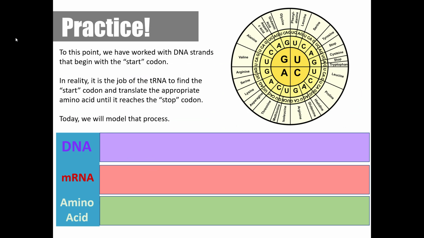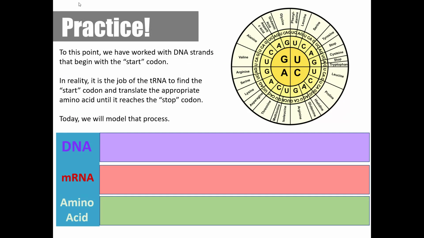All right, so to this point, we have worked with DNA strands that have begun with a start codon. And so in our protein synthesis lesson and in the practice that we did after that lesson, all of our transcription and translation sequences just kind of provided us with the methionine amino acid as our starting place. But in real life, it is the job of the tRNA molecule, the transfer RNA molecule, to find the start codon and then translate the appropriate amino acid until it reaches what's known as a stop codon.